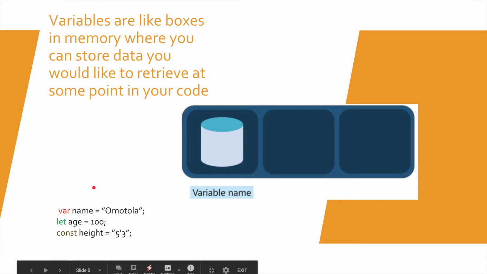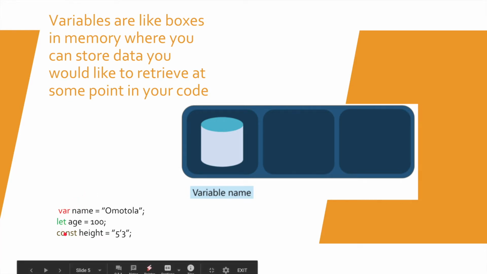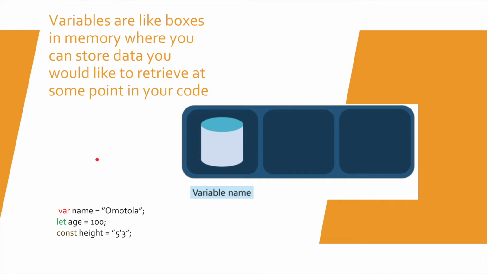So in this case, we have these three ways of declaring our variables, and you might be asking, what's the difference between the var, the let, and the const? Let's quickly go over to our editor, and I'll explain what the difference between these three is and when it will be advisable for you to use it and not use it.